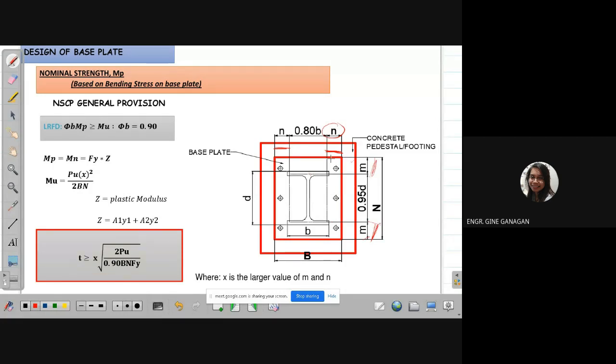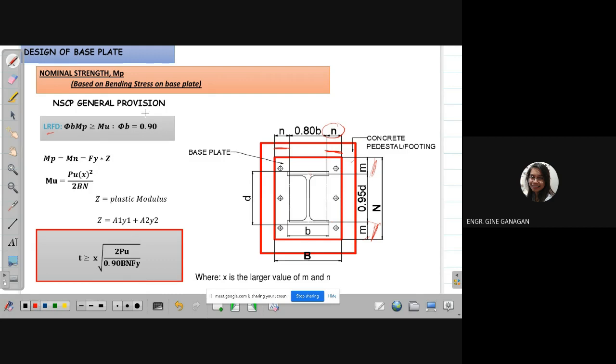Okay? So, for the provision, parehas pa rin that our nominal strength moment natin is greater than or equal to yung ultimate for the LRFD and for the ASD, that is allowable moment. So ito, kinonsider ko lang yung LRFD. So pwede din yung ASD that yung tawag dito, yung factor niya is equal to 1.67. Okay? So ito, kinonsider ko lang yung LRFD.